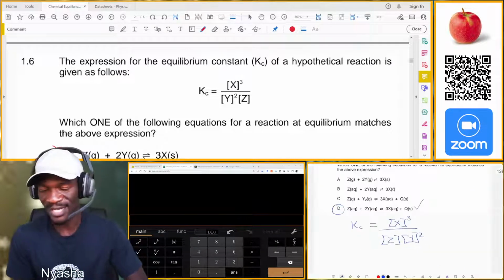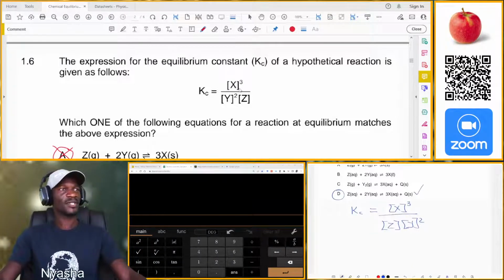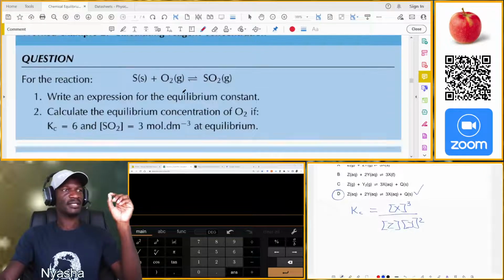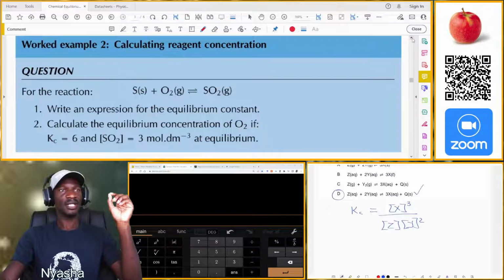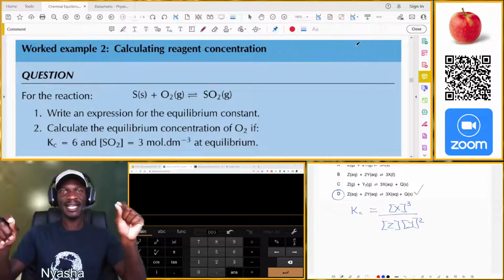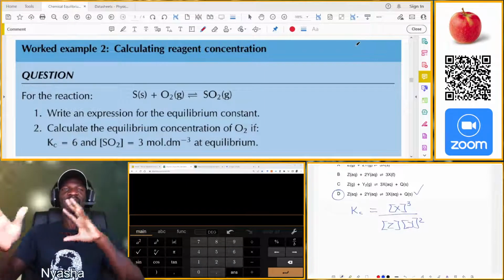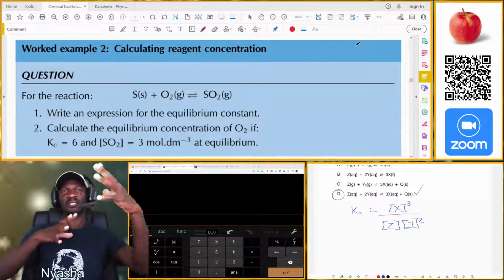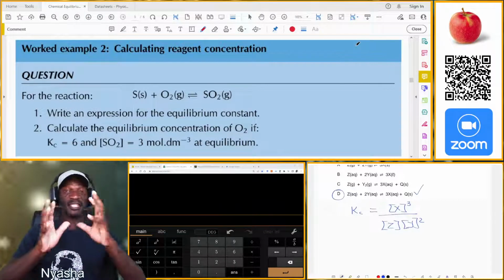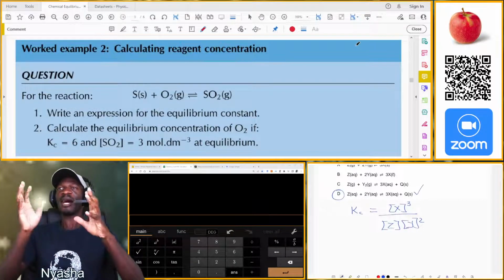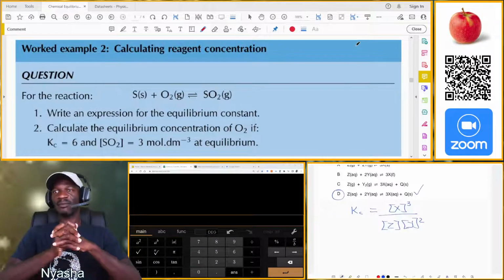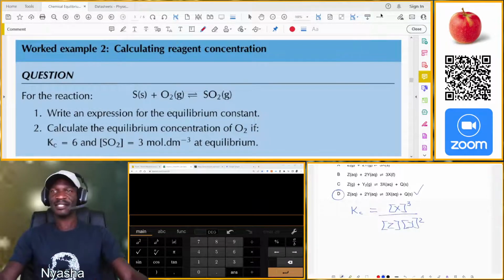Okay, so let's jump on to the next question and see what's in store for us. These are chemical equilibrium calculations, right? The next question is about calculating a reagent concentration. These questions will come in different shapes and sizes, and from different angles. So this time, besides expressing or deriving the expression of an equation, now you are calculating reagent concentrations from the chemical equilibrium constant. Let's see what this question says.